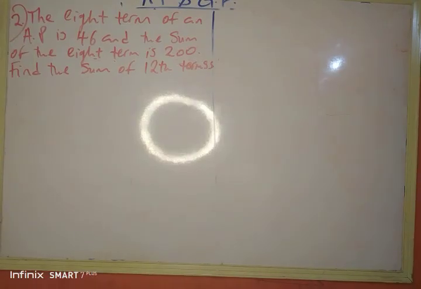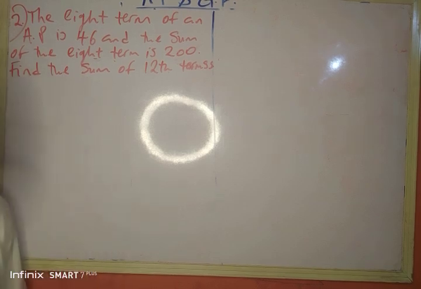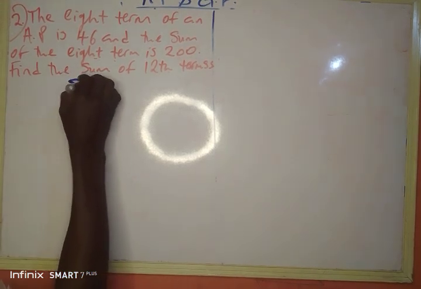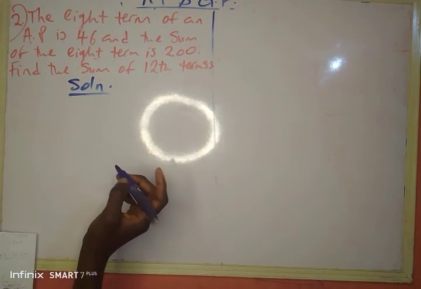Try to solve this question 2. Question 2 says that the 8th term of an AP is 46, and the sum of the 8 terms is 200. Find the sum of the 12th term. Wow, this question is actually based on AP, that's arithmetic progression, and I've said it before previously in the class.